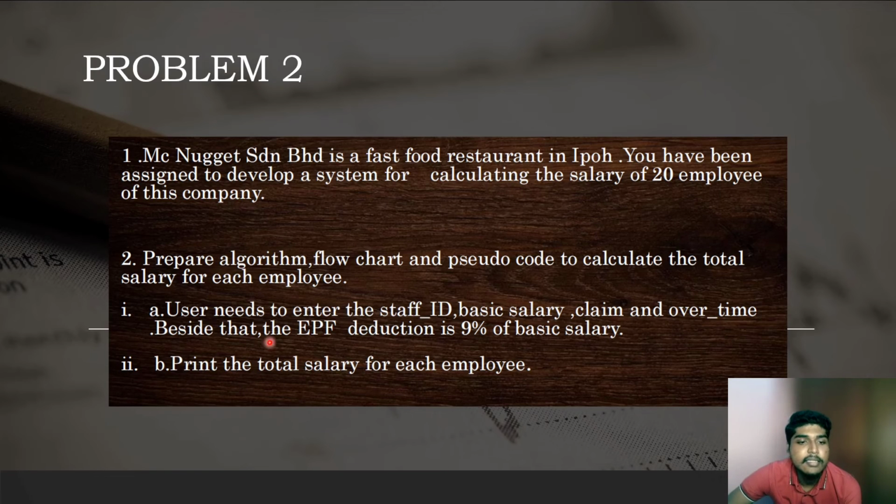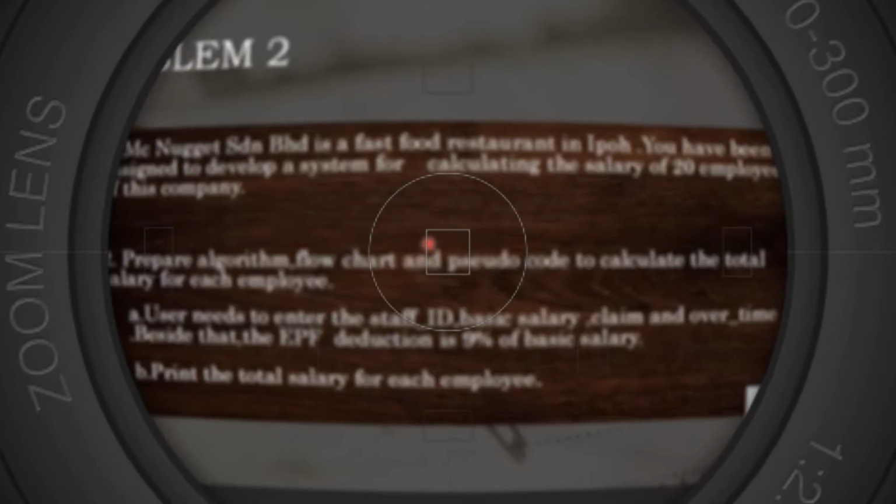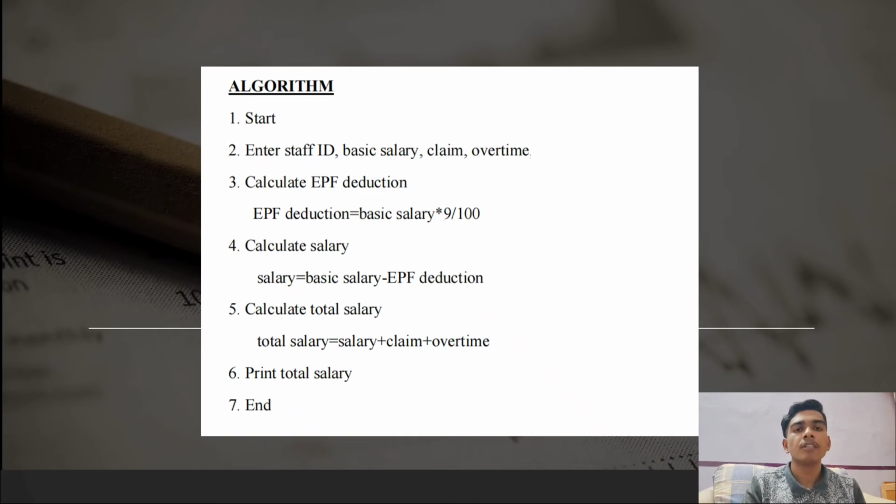So for the next slide, that is algorithm and pseudocode, will be explained by my teammate, Arvind, and will be continued by me again for the flowchart explanation. Thank you, Peter. So now I am going to present the algorithm for problem number 2. For the algorithm, step 1 is put start, then enter the inputs. For problem number 2, the inputs are enter staff ID, enter basic salary, claim, overtime.